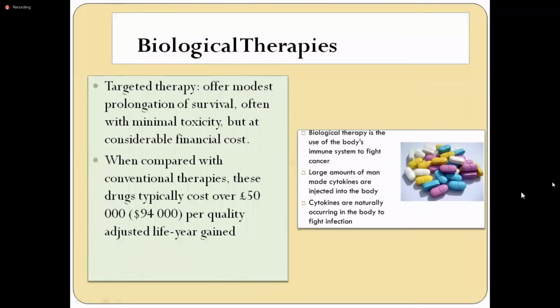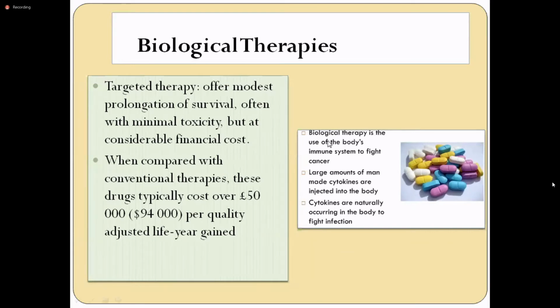Another thing, new to you, is biological therapy. Chemotherapy, radiotherapy, and surgery are the traditional way of thinking. Now something very big has come up, which is biological therapy. They are very expensive. Look at this, $50,000 per quality adjusted life year. So this is very expensive. And what is that biology? There is something called targeted therapy, or you have heard of monoclonal or polyclonal antibodies.